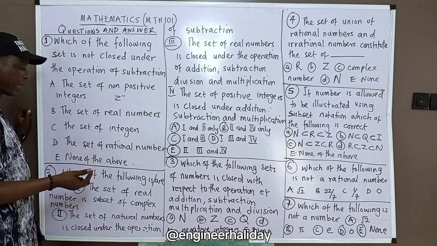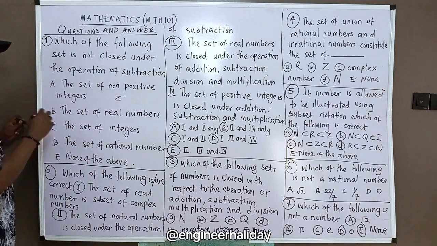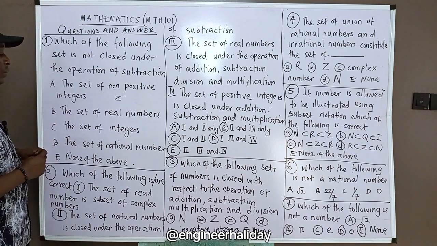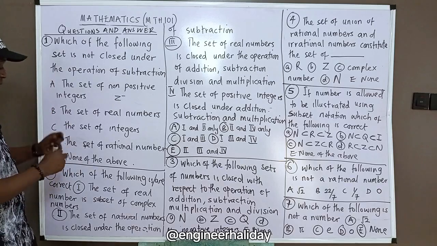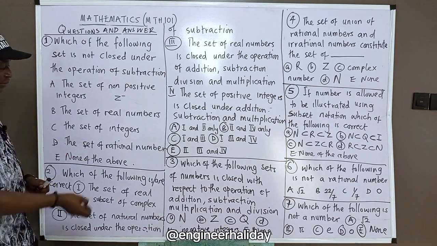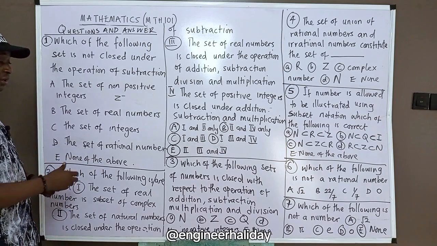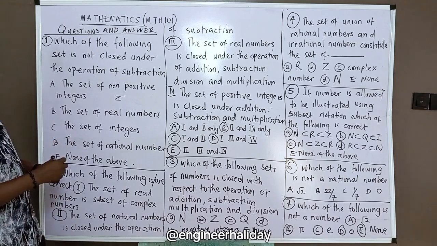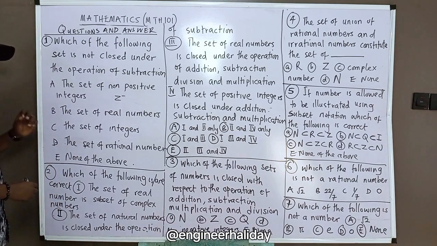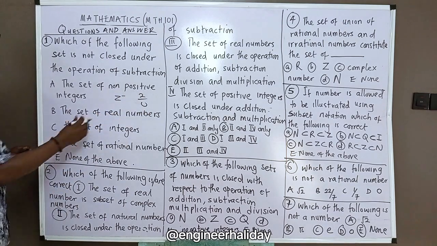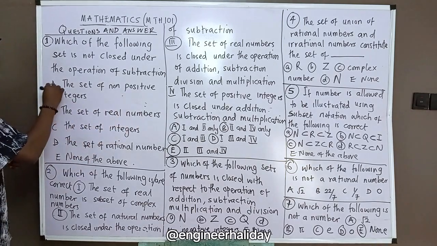The set of real numbers, correct. The set of real numbers is closed under division, addition, subtraction, and multiplication. The set of integers, yes, is closed under subtraction, addition, and multiplication. The set of rational numbers, excellent, is closed under division, addition, multiplication, and subtraction. But under division, we ensure that the value at the denominator should not be equal to 0, so that it will not lead us to undefined. Just like we have 2 over 0 is undefined. Now, let's go. So that is option A.